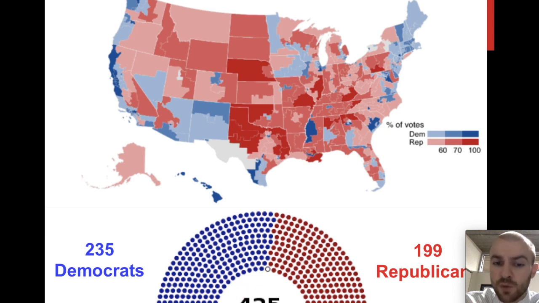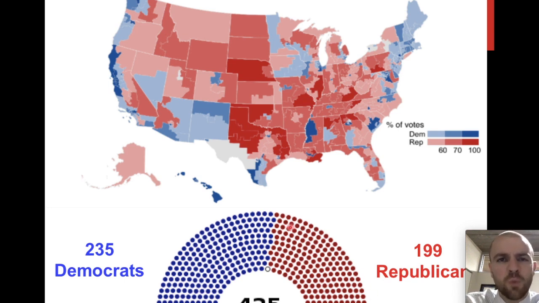As I mentioned, there's 435 members in the House of Representatives. Currently, the House is controlled by the Democratic Party by a count of 235 Democrats to 199 Republicans. But if you look at this map, it is kind of misleading at first. There's a lot of red up here in this map. How can there be so much red, but yet the Republicans do not control the majority of the House?